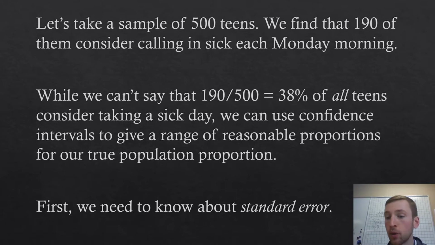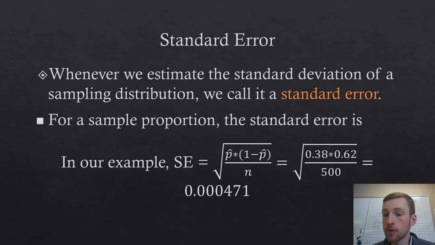In order to do this, first, let's talk about standard error. Because we only have access to a sample of our population, not the whole population, we don't actually know what the standard deviation of our population is. So this is where we have to estimate standard deviation, and we call that standard error. Luckily for us, the formula for it is very straightforward.